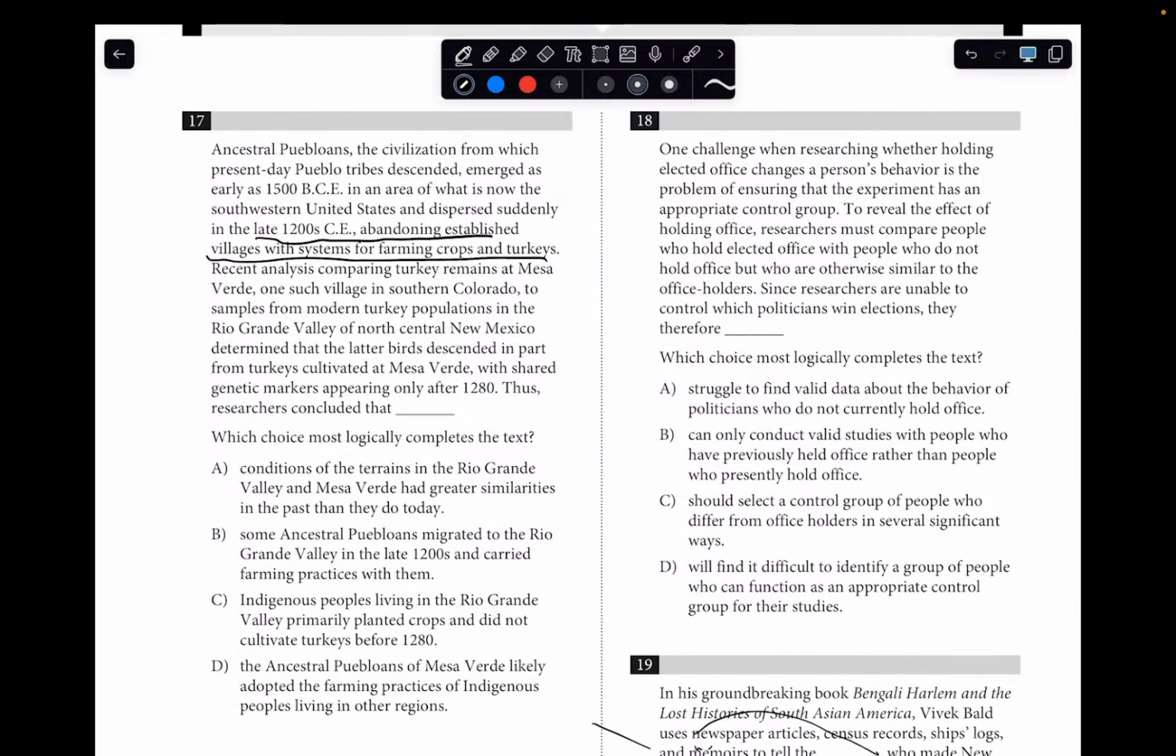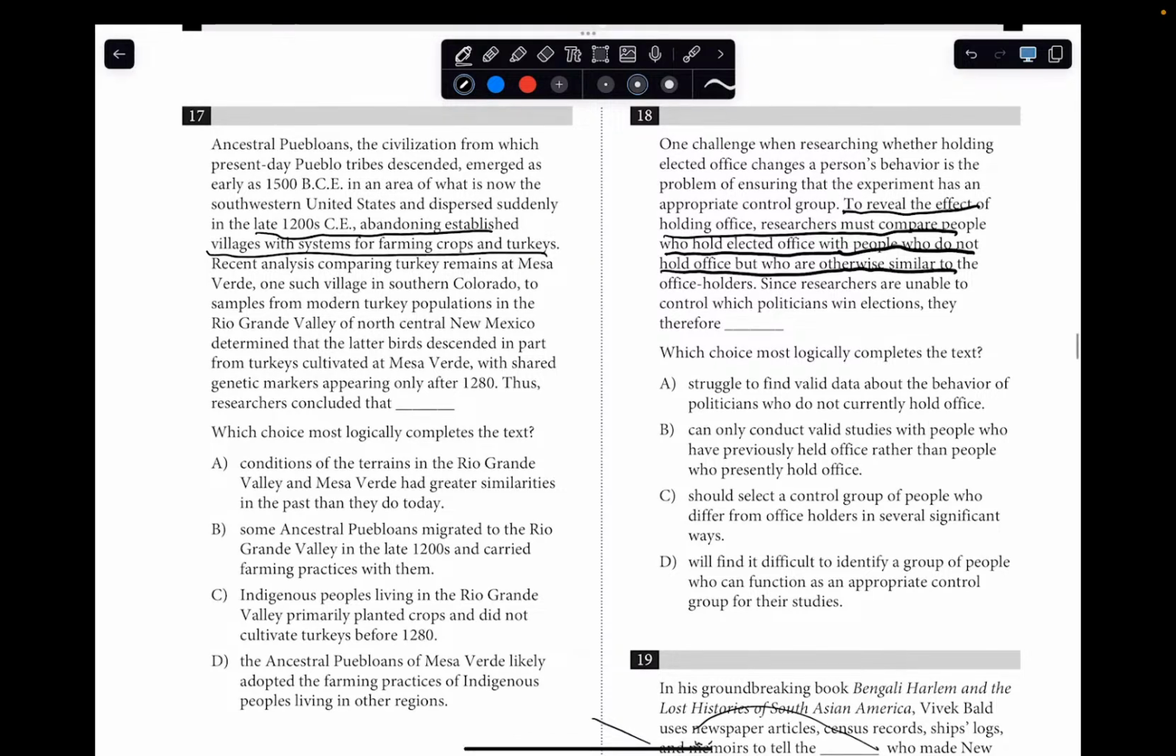18. One challenge when researching whether holding elected office changes a person's behavior is the problem of ensuring that the experiment has an appropriate control group. To reveal the effect of holding office, researchers must compare people who hold elective office with people who do not hold elective office but who are otherwise similar to the office holders. Since researchers are unable to control which politicians win elections, they therefore blank.